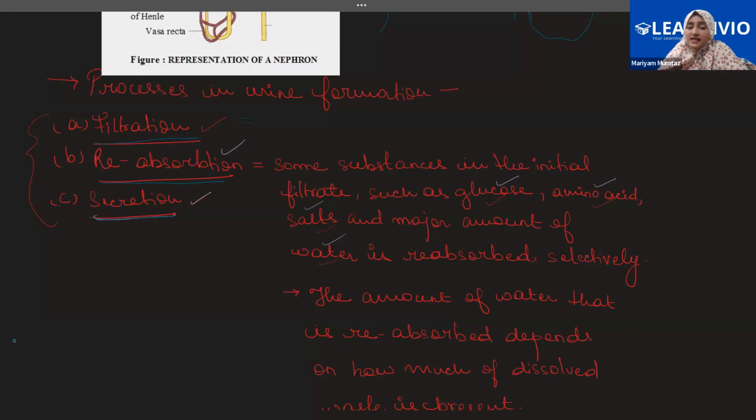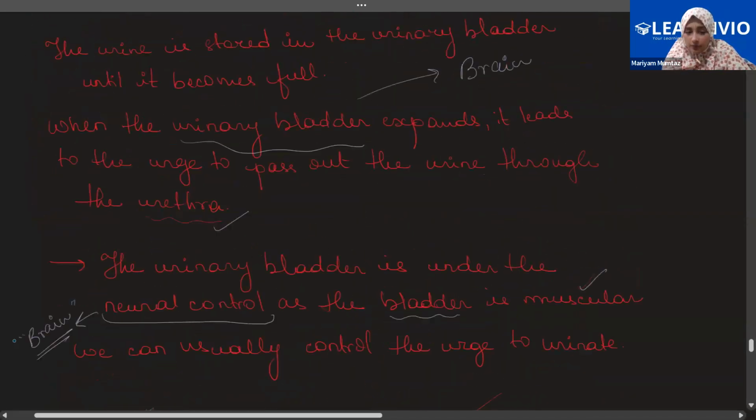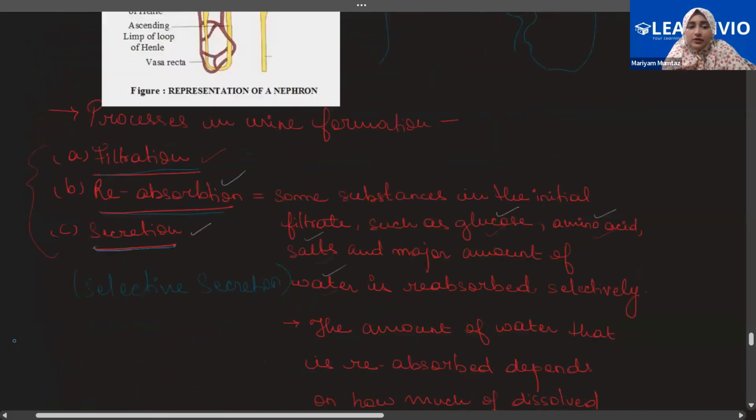Then reabsorption. As I said, there are many components that are very useful for our body, so they need to be reabsorbed. Why do they need to be reabsorbed? Because the body needs them, but the body cannot lose them. And lastly, secretion. This is actually known as selective secretion, meaning some amount of ions and other substances are secreted during the filtrate formation. We'll talk more about it, but for now, note down up till here.